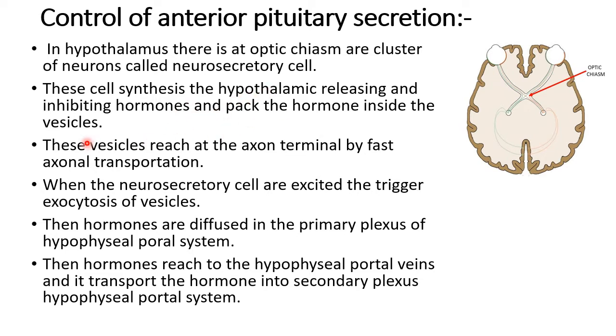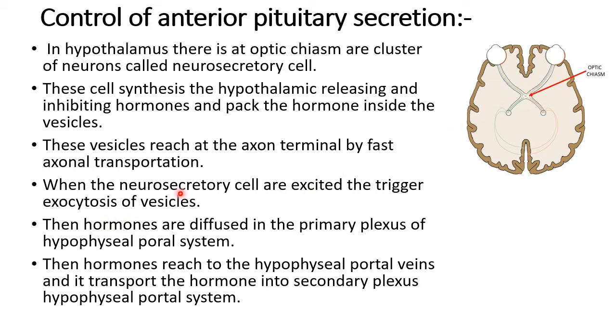These hormones are packed into vesicles, and these vesicles reach the axon terminal. The transport of these vesicles depends on axonal transport. By fast axonal transport, these vesicles reach the axon terminal. These neurosecretory cells are present in these nerves.